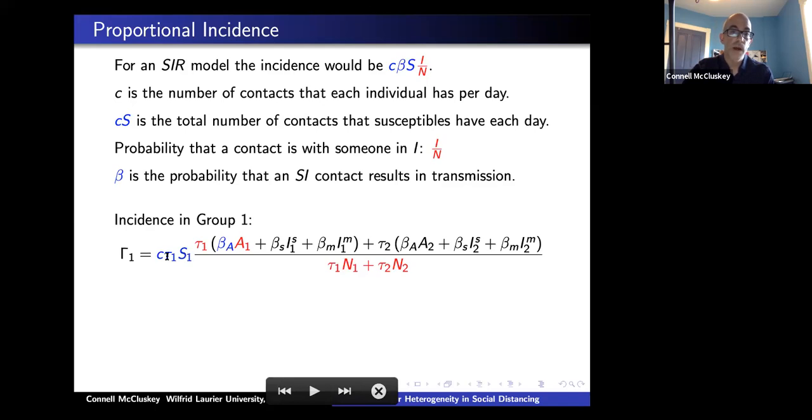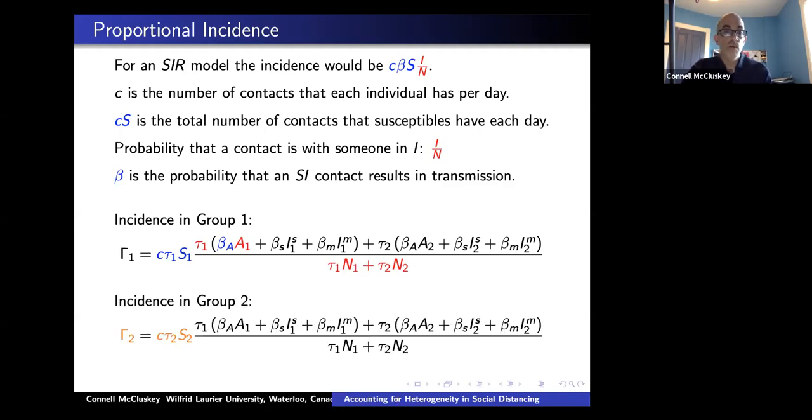This gives the number of contacts that individuals in group S1 are having per day. And then what's the probability that they have contacts with people in all the different groups? And the sum of those probabilities is in this giant fraction here, as well as the beta. So I'm allowing initially that people in the groups A, IS, and IM might have different levels of infectivity. So this gamma 1 is the incidence rate for susceptibles in group 1, with a similar fraction for group 2.